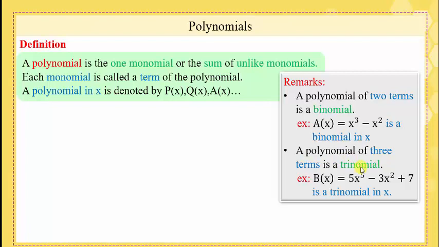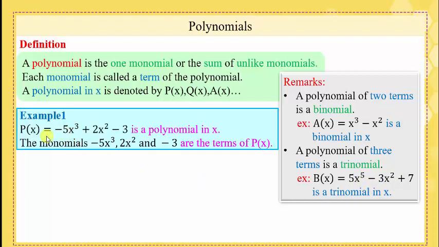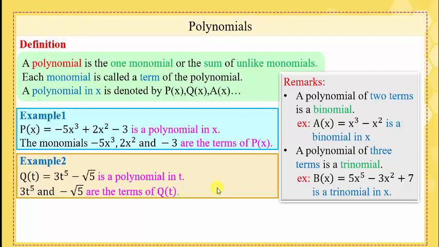A polynomial of three terms is a trinomial. Example, B of x equals 5x exponent 5 minus 3x squared plus 7 is a trinomial in x since it has three terms. Example 1. P of x equals minus 5x cubed plus 2x squared minus 3 is a polynomial in x, which means x is a variable. The monomials minus 5x cubed, 2x squared, and minus 3 are the terms of P of x.